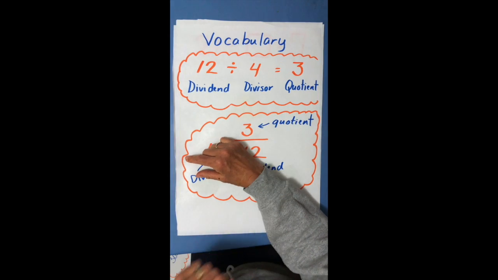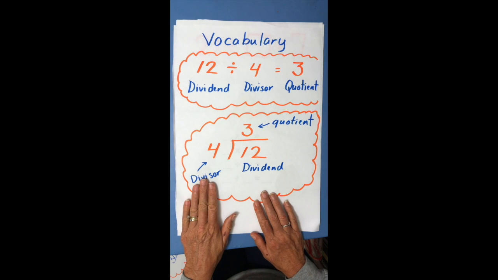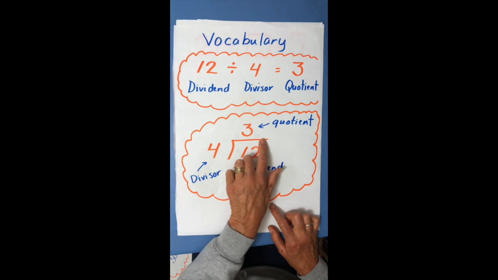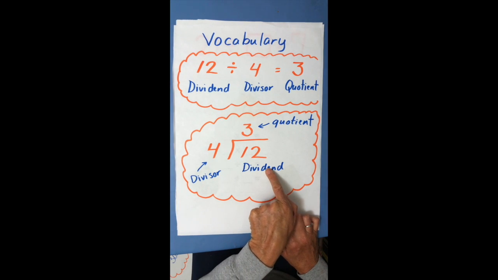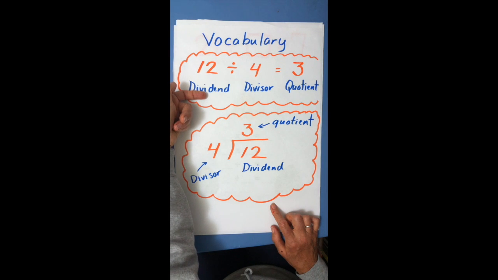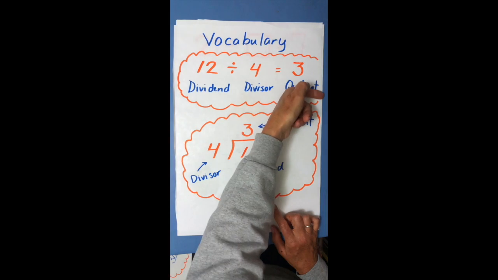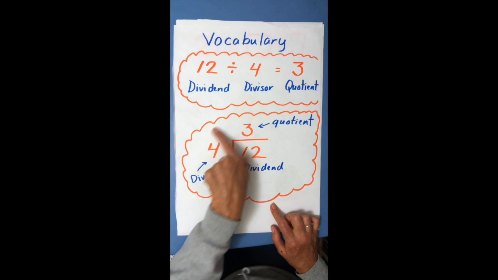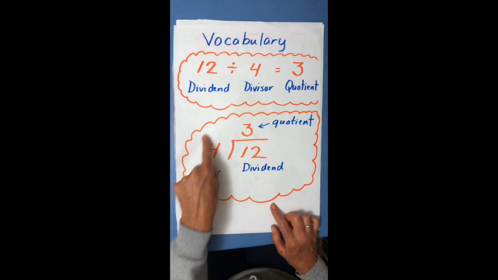Okay. Now, this one right here, if you have this kind of box symbol, we still say dividend, divisor, quotient. But instead of making a left to right motion, we kind of make a C. So it's dividend, divisor, quotient.